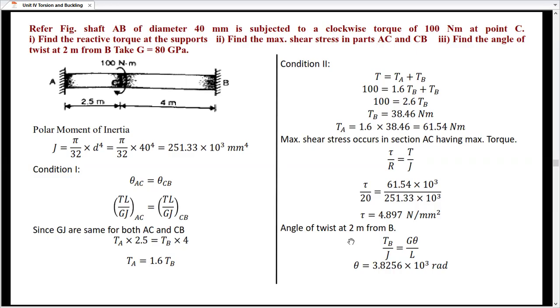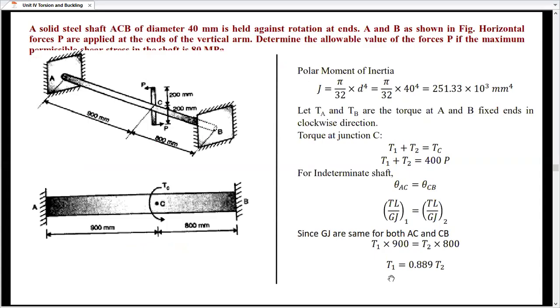Now the next part, they have asked to calculate the angle of twist at 2 meter from B. Okay. So from B we have to find out the angle of twist at 2 meter distance. So we can take that length as 2 meter. The G value is given as 80 GPa, and theta is what you have to find out. Torque at B is 38.46 into 10 raised to 3 and J is 251.33 into 10 raised to 3. So if you put all these values, then you get theta as 3.8256 into 10 raised to minus 3 radian.